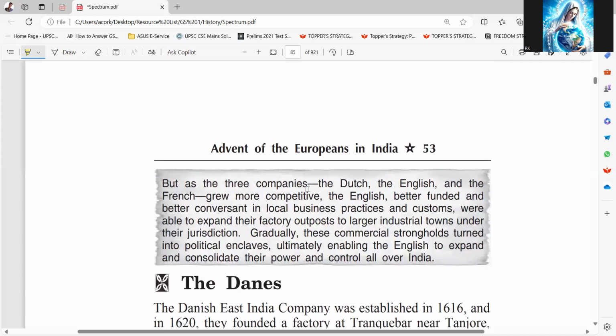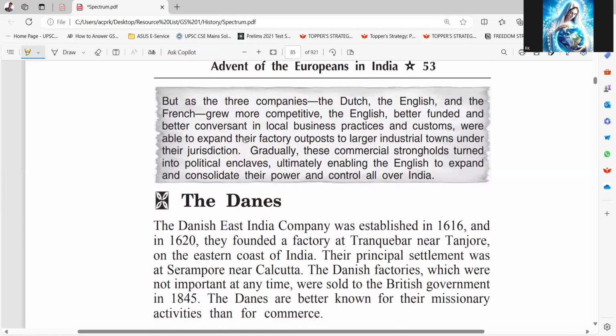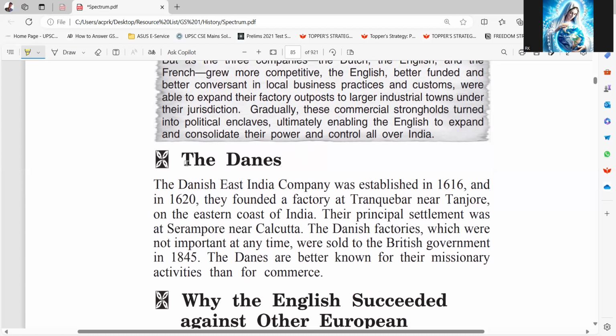But as the three companies, the Dutch, English, and French, grew more competitive, the English, better funded and better conversant in local business practices and customs, were able to expand their factory outposts to larger industrial towns under their jurisdiction. Gradually, these commercial strongholds turned into political enclaves, ultimately enabling the English to expand and consolidate their power and control all over India. Okay, next we will discuss the Danes.